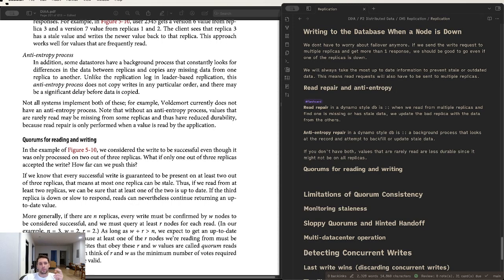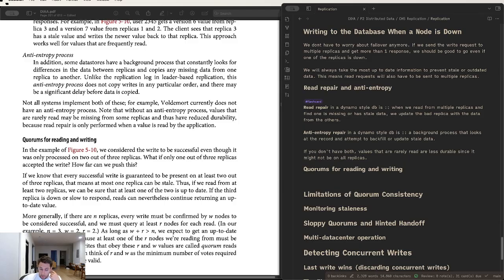In the example of figure 5.10, we consider the write to be successful even though it was only processed on 2 out of 3 replicas. What if only 1 out of 3 replicas accepted the write? How far can we push this? If we know that every successful write is guaranteed to be present on at least 2 of the 3 replicas, that means at most 1 replica can be stale. Thus, if we read from at least 2 replicas, we can be sure that at least 1 of the 2 is up to date.